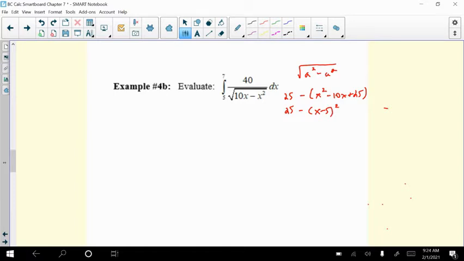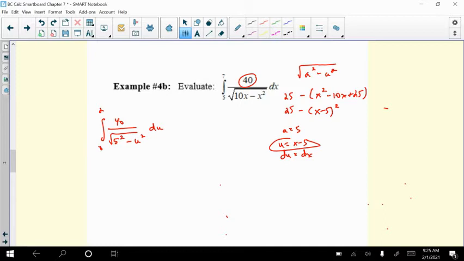So now I see my a squared and my u squared. My a would be equal to 5 because 5 squared is 25. My u is the quantity x minus 5, which is fine. Its derivative is just dx. So now, obviously, I have to take care of that 40. I guess 40 du's equals 40 dx. Not that big of a deal. So we have 40 over the square root of 5 squared, so that's your a squared minus u squared. And then don't forget to change your bounds. So u is x minus 5, so 5 minus 5 becomes 0, and 7 minus 5 becomes 2.